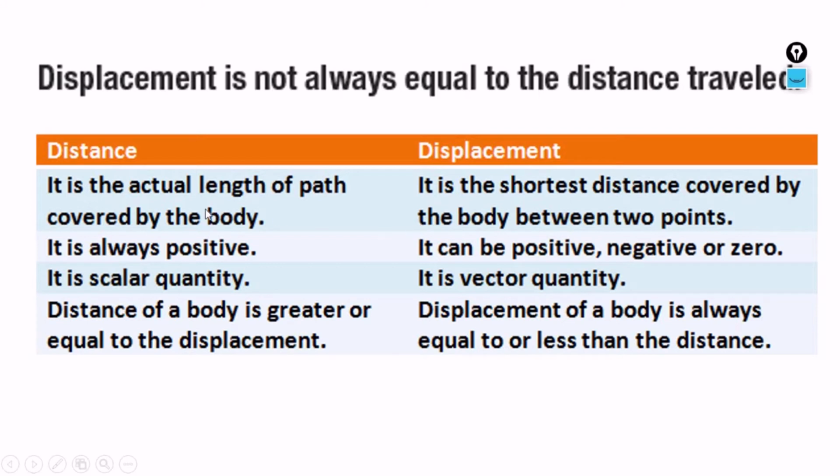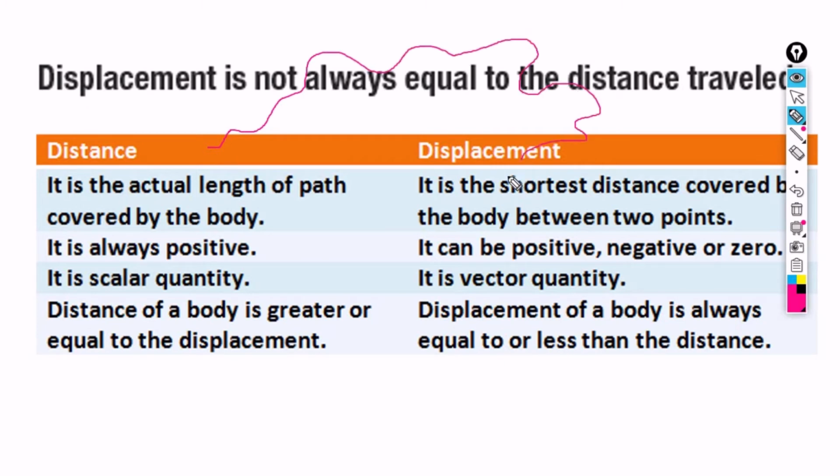At first, the distance is actually the length of the path, all of the way the body moves. What does it mean? It means that if we have an object that walks like that, suppose the walk is 10 kilometers, all of that walking is called distance. But the displacement is the shortest distance from the starting point to the end point.